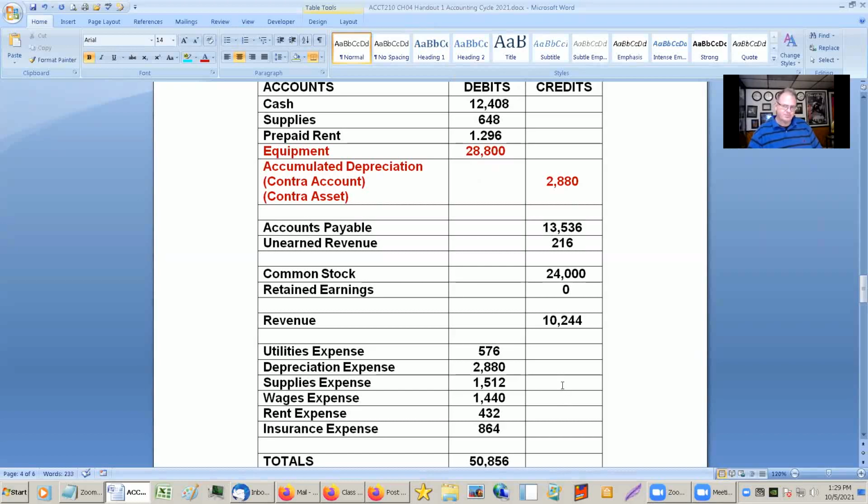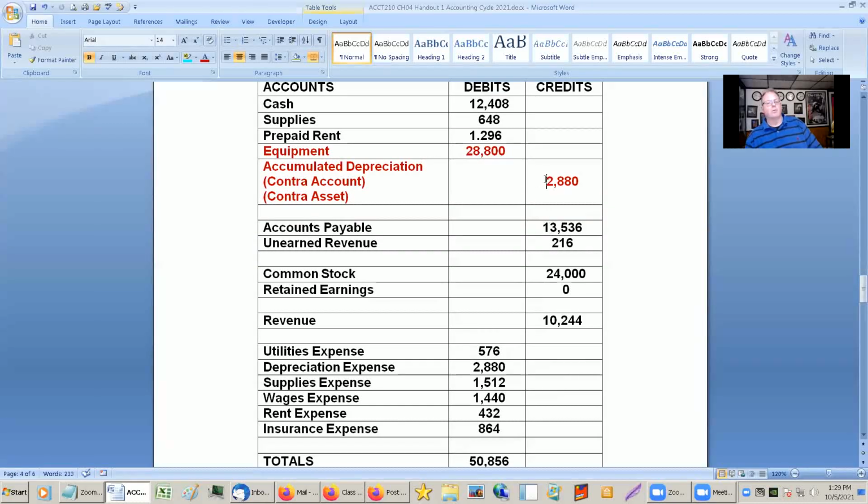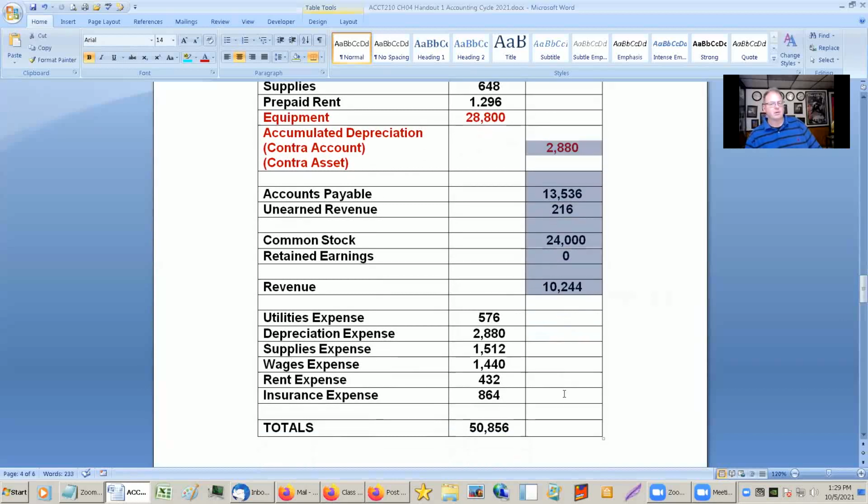$50,856, is that what you guys got? I got 47,976 because I subtracted the 2880. Oh, okay, now we're just gonna have these columns. The 2880 will be in the credit column. Oh, okay. But if you did take that out, I can see how that would be. So yeah, I added it. It's 50,856. Okay, good. All right, so let's see, I gotta do the other side.